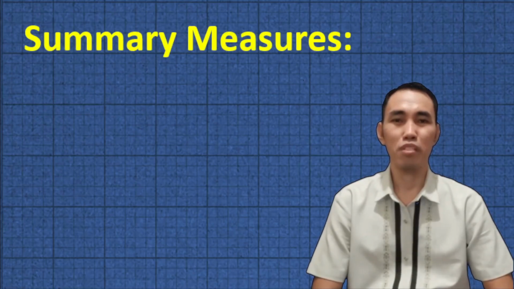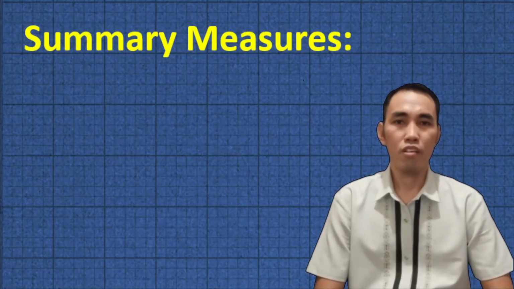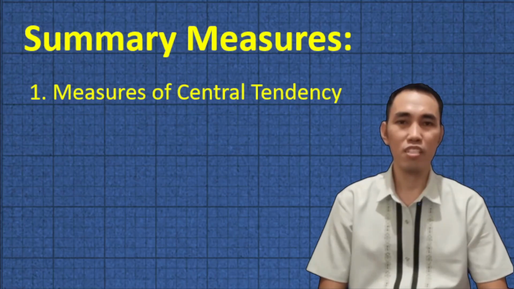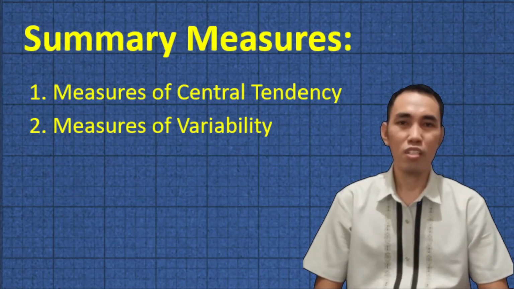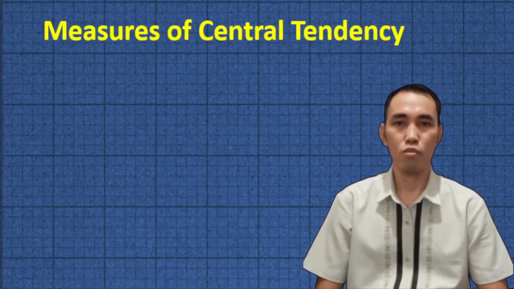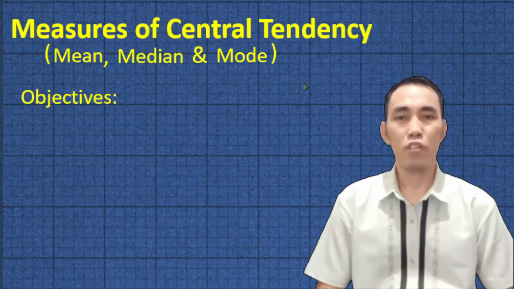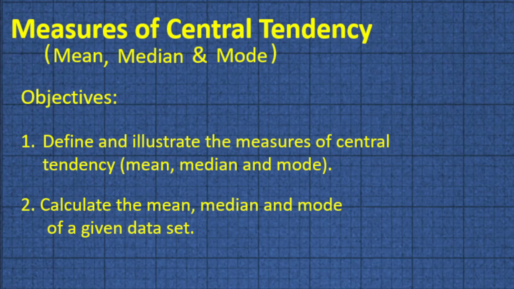In the analysis of data, we have what we call summary measures, which are numbers that measure various properties of data. There are two important types of summarizing measures: the measures of central tendency and the measures of variability. In this lesson, we're going to learn about the measures of central tendency, which include mean, median, and mode. Therefore, we're going to define and illustrate the measures of central tendency, mean, median, and mode, and calculate the mean, median, and mode of a given dataset.